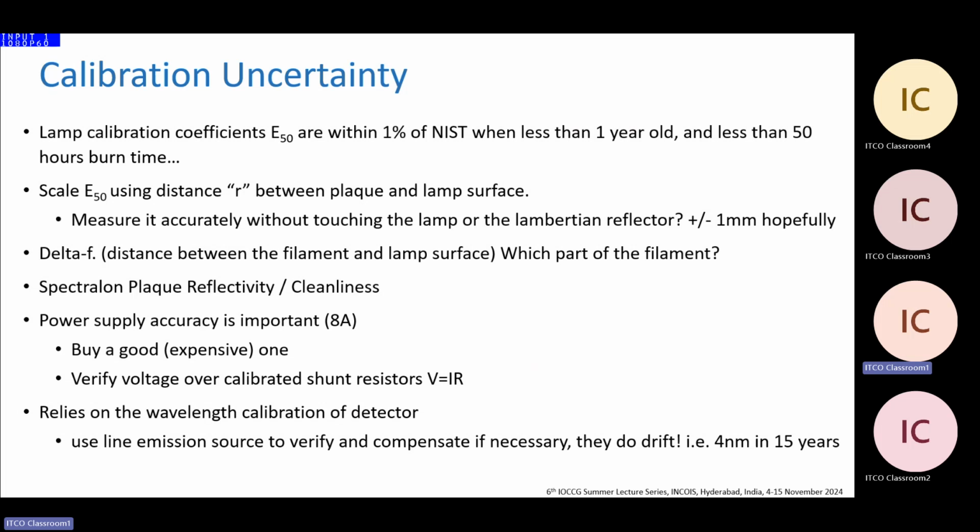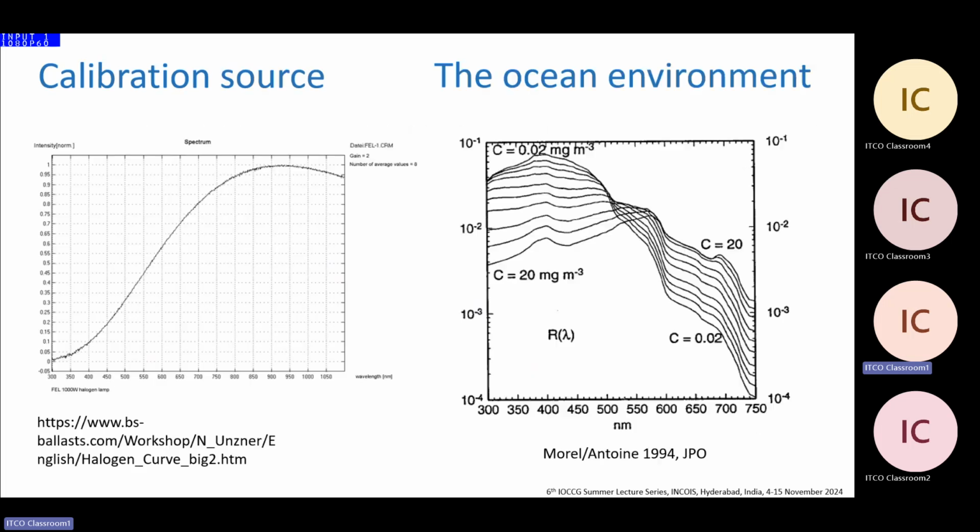Because then the error propagates through and can lead to errors of 6 to 10% in the red. So if you've got an old spectrometer that you haven't done the emission line test on, you could have 6 to 10% errors in the red.